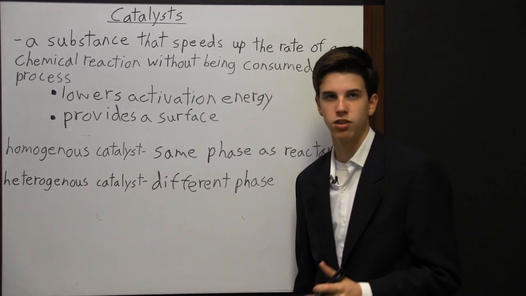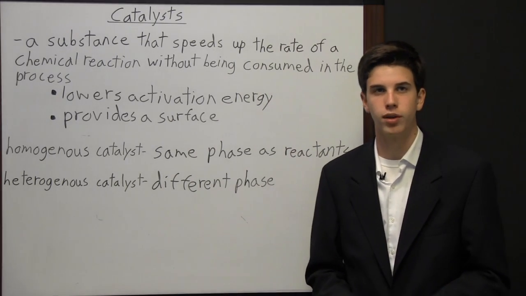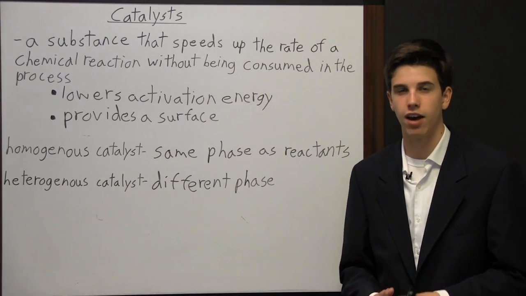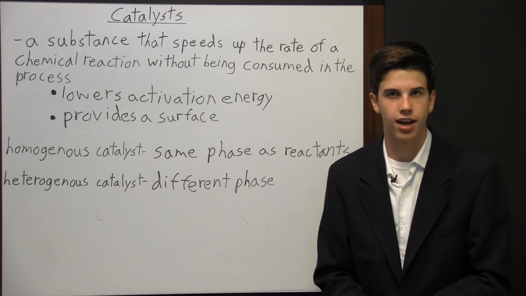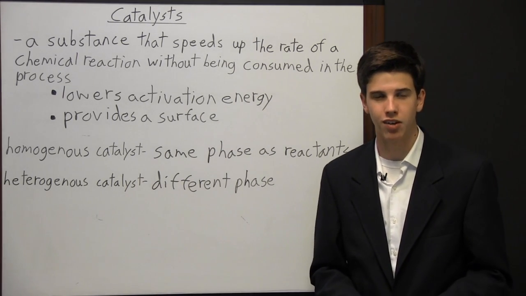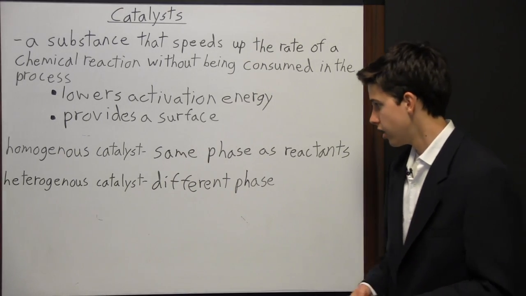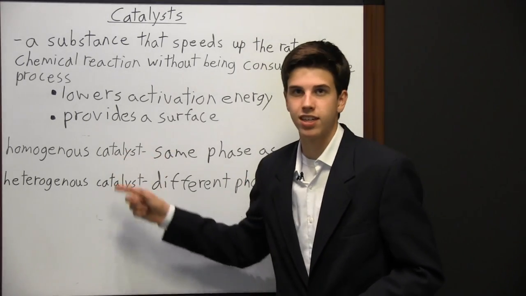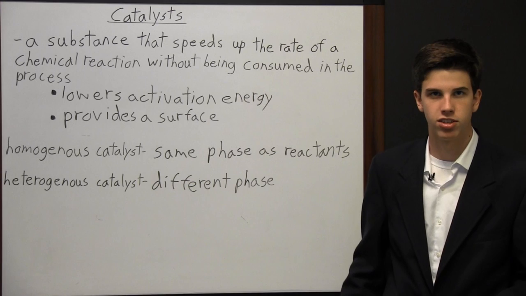So some examples of this would be, take liquid bromine, for example, and it speeds up the breakdown of liquid hydrogen peroxide into liquid water and oxygen gas. So you have liquid bromine and you have liquid hydrogen peroxide. Those are in the same phase, so that's a homogeneous catalyst.